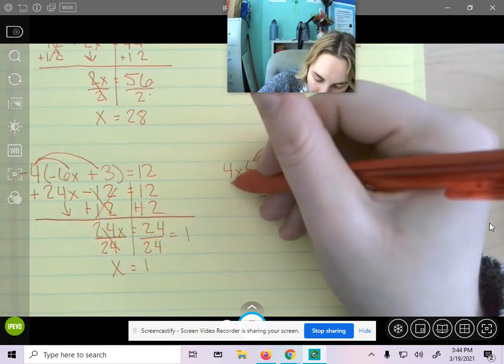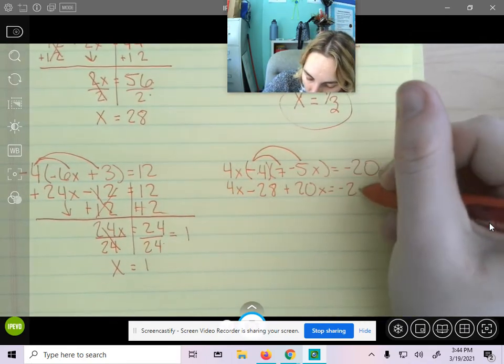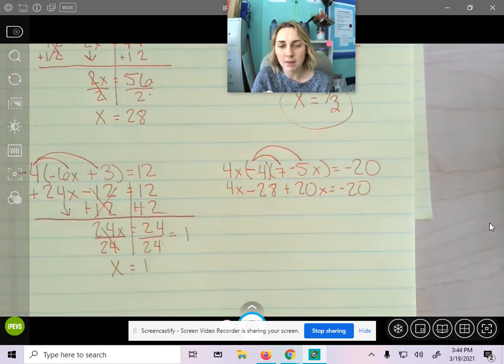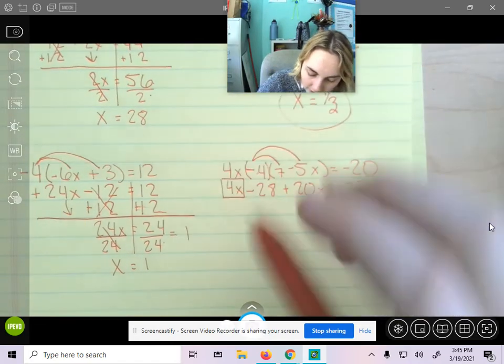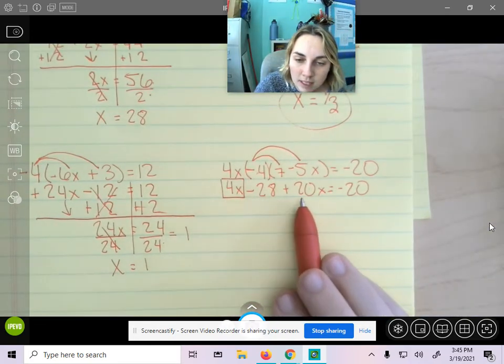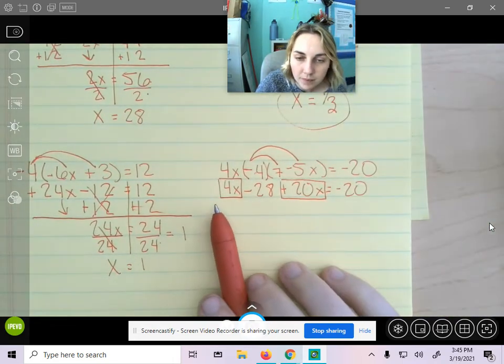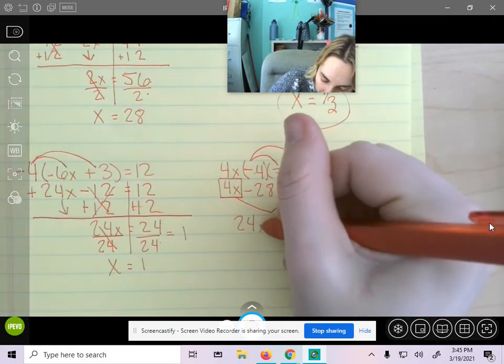And now I can bring down this 4x, and I can bring down this is equal to negative 20. And I'm not done yet. I do have to simplify by combining like terms, so I need to locate them first. If my first term is a 4x, its like term is going to be this positive 20x. And again, you take that operation in front of it. So 4 plus 20 is going to give me 24x.